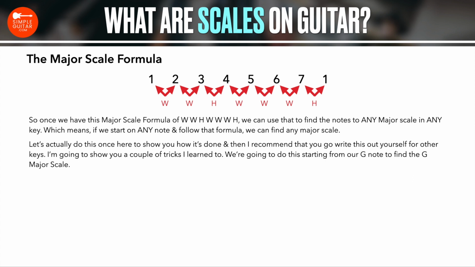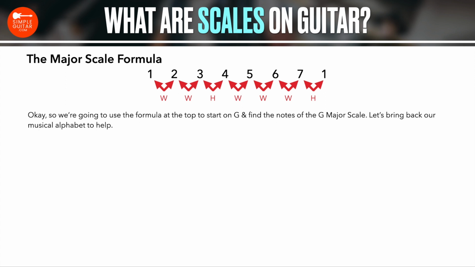We're going to do this starting from our G note and find the G major scale. So we're going to use the formula at the top, right? So our first note and then a whole step to the second note, a whole step to the third note. And we're going to start on G, find the notes of the G major scale.